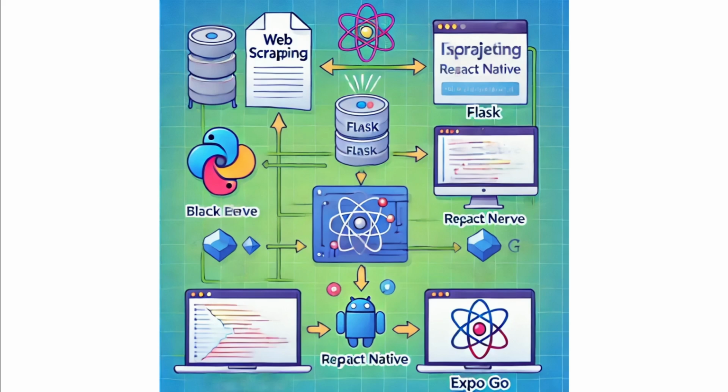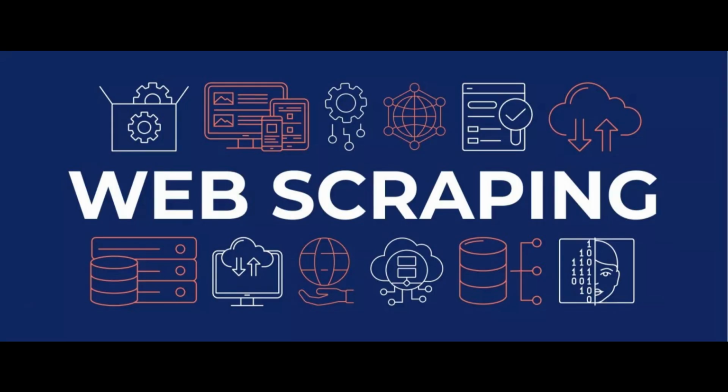In conclusion, by combining web scraping, Flask for backend management, React Native for the mobile interface, and Expo Go for development, we have built a functional application that simplifies exam information access. Thank you. Now you can see the individual parts of the tutorial such as web scraping and React Native so that you can easily understand what we are trying to achieve in our project.